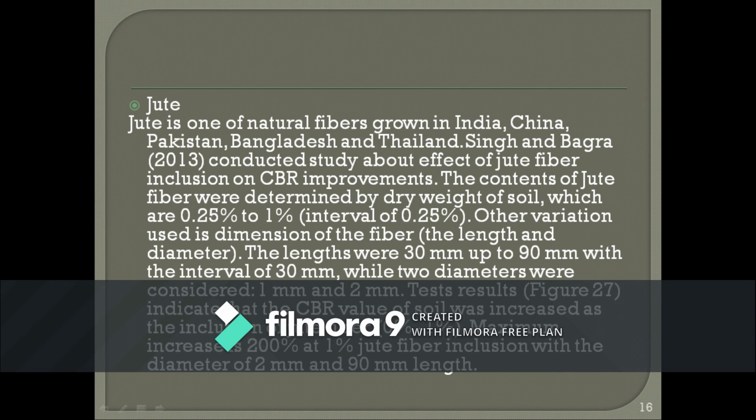The lengths were 30 mm up to 90 mm with an interval of 30 mm, while two diameters were considered, 1 mm and 2 mm. Test results are shown in the next slide. So here he gives the CBR value of soil was increased with inclusion of jute fiber. Maximum increase is 200% at 1% jute fiber inclusion with a diameter of 2 mm and 90 mm length.